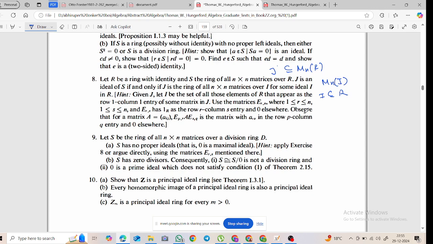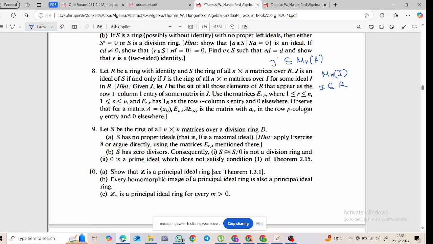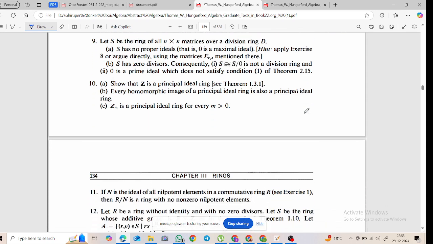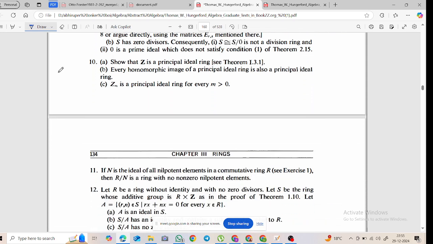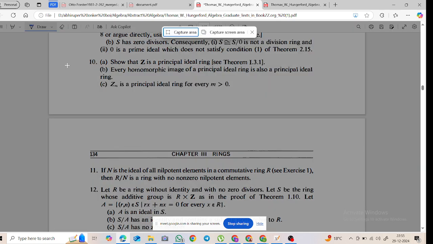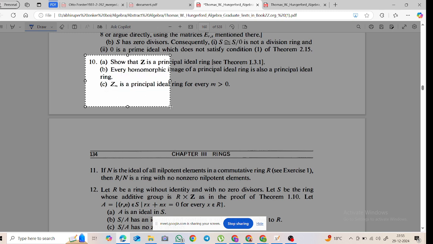S is the ring of n cross n matrices over the division ring D. S has no proper ideals. Why is it so? Okay, so they say that this is a principal ideal ring. Do you know what is a principal ideal ring? Let's do this problem.